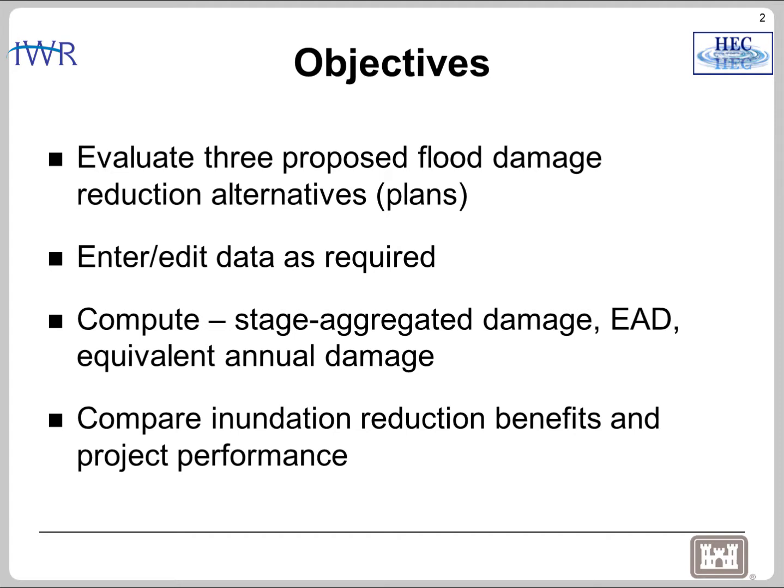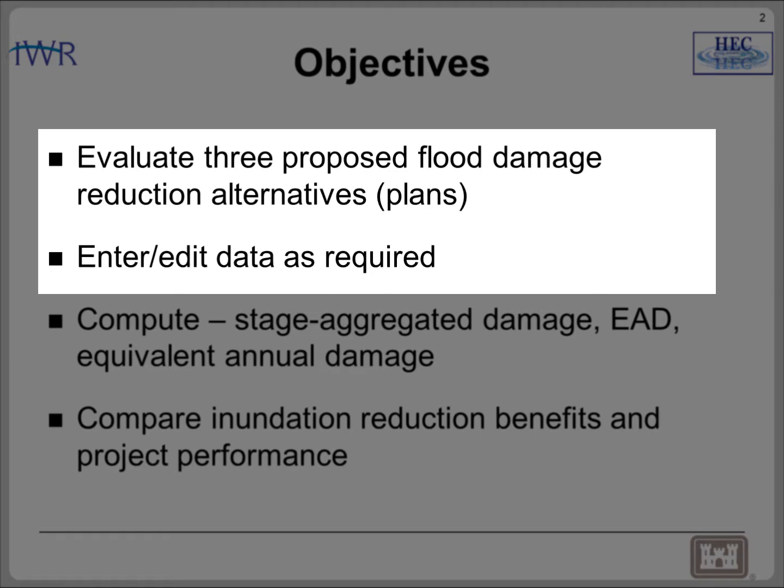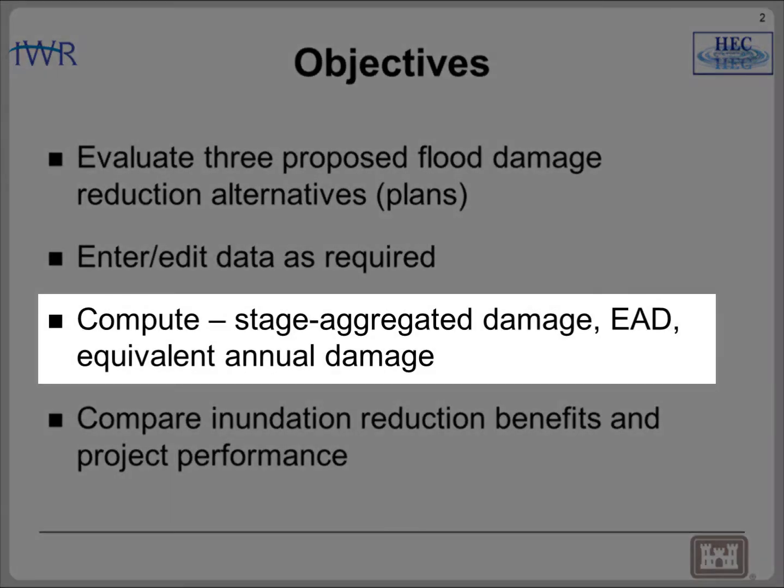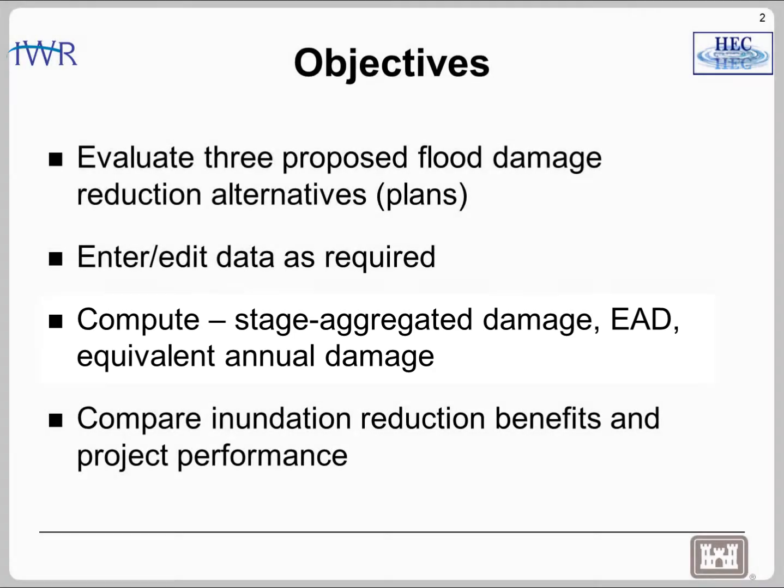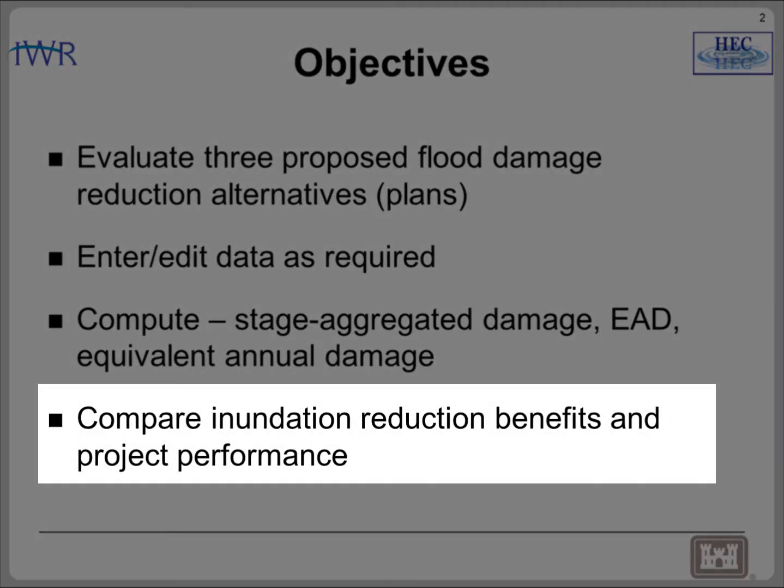And the second goal is to have you become familiar with defining plan features, making plan analyses, interpreting results, and comparing with and without plan economic and performance data. And these are the main objectives for Workshop 6 to help you accomplish those goals. In order for you to evaluate the 3 proposed flood damage reduction alternatives, you will need to enter and edit the data that is required for those 3 plans, compute the stage aggregated damage, EAD, and equivalent annual damage, and compare the inundation reduction benefits and project performance.